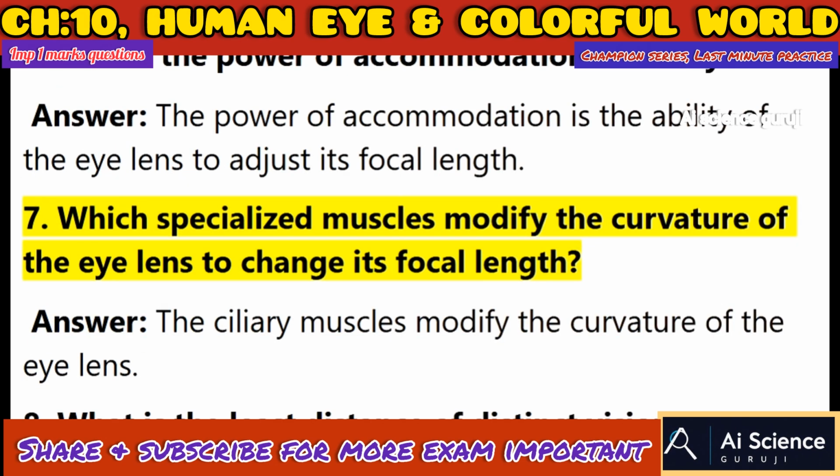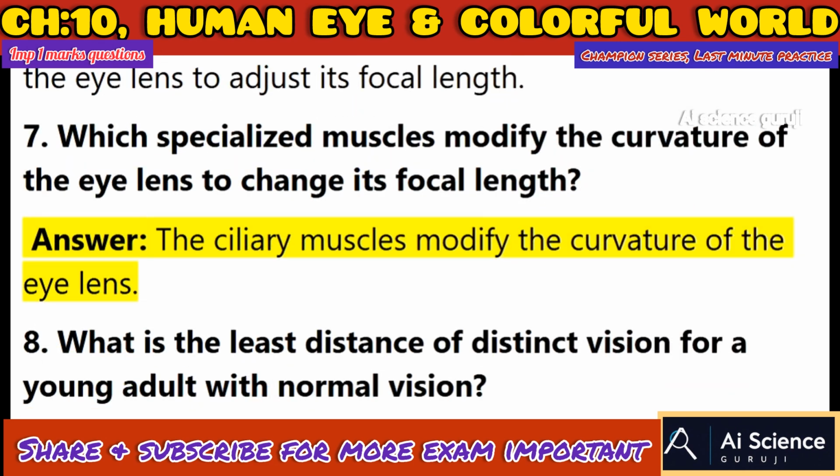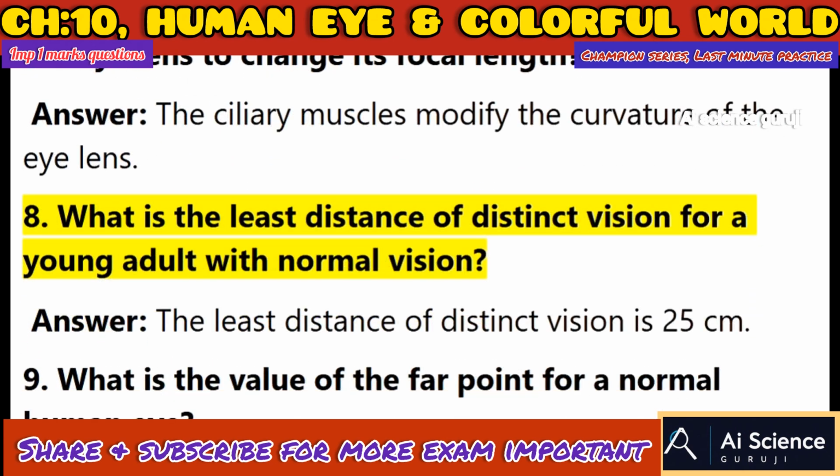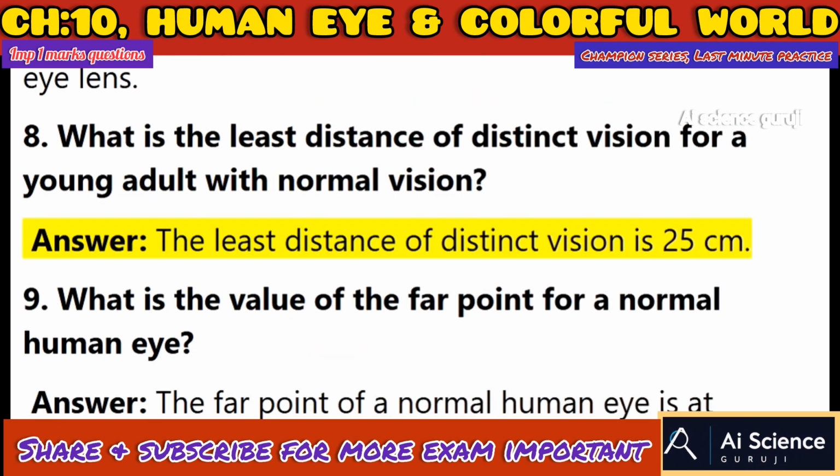7. Which specialized muscles modify the curvature of the eye lens to change its focal length? Answer: the ciliary muscles modify the curvature of the eye lens. 8. What is the least distance of distinct vision for a young adult with normal vision? Answer: the least distance of distinct vision is 25 centimeters.